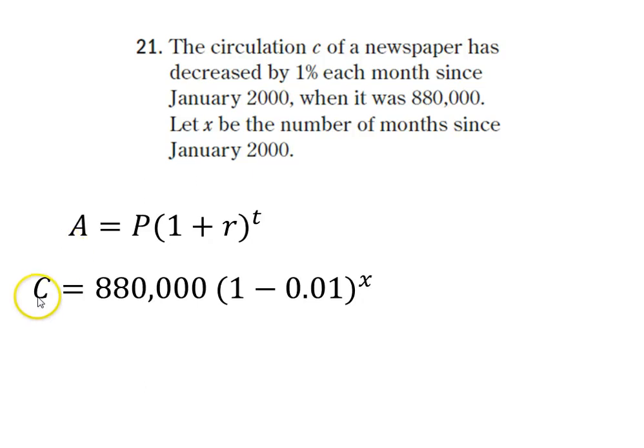So C, which is the circulation, how many newspapers are getting delivered every month, it turns out it's a month here, is equal to 880,000. And this is the principal because in January of 2000, that's where we were at. We were at 880,000. We're going to multiply this by 1 minus 0.01, and this is a minus 0.01.